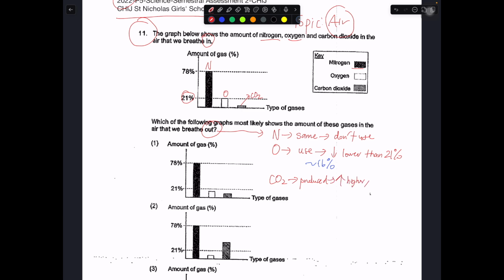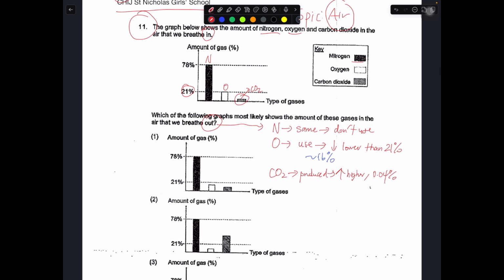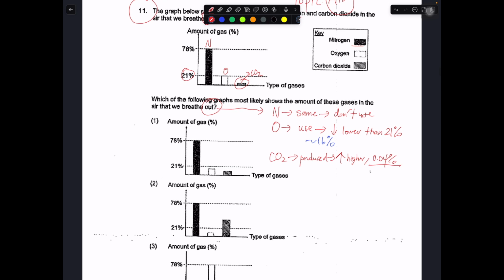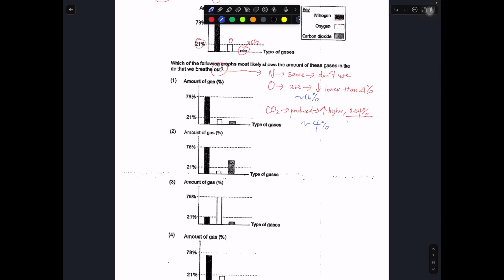It should be higher than 0.04, which is this graph. This part is not really drawn to scale because 0.04 is very close to 0. When we breathe out, it's approximately 100 times higher, about 4%. So you take a look, which one can be the correct answer?